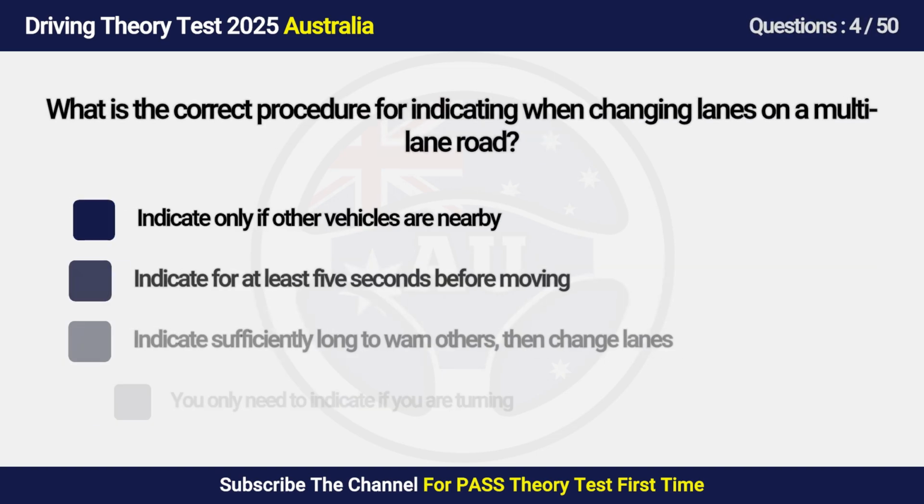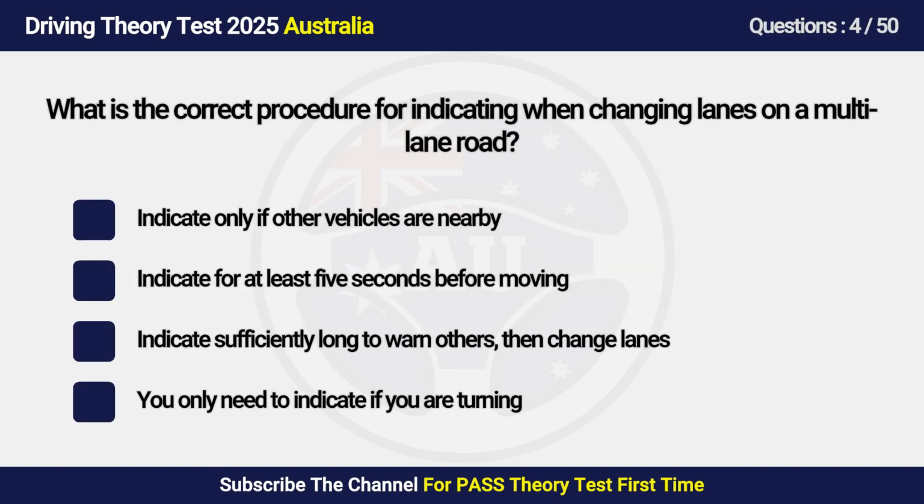Question 4. What is the correct procedure for indicating when changing lanes on a multi-lane road? A. Indicate only if other vehicles are nearby. B. Indicate for at least 5 seconds before moving. C. Indicate sufficiently long to warn others, then change lanes. D. You only need to indicate if you're turning.